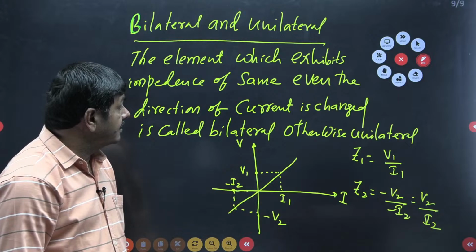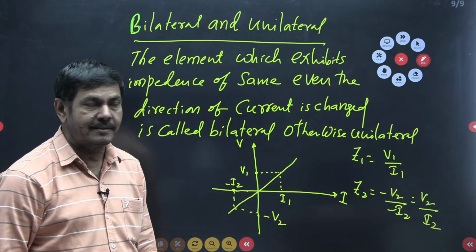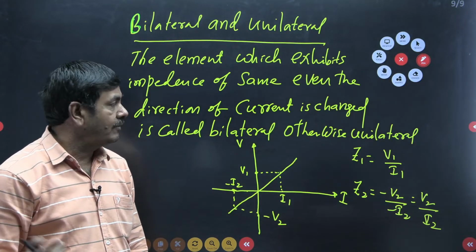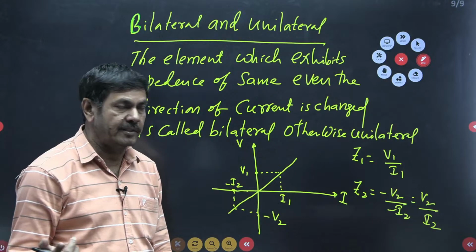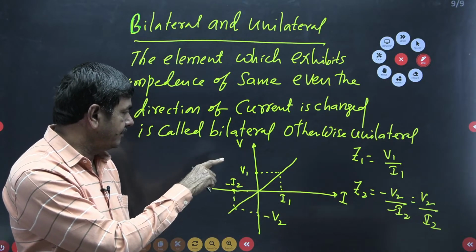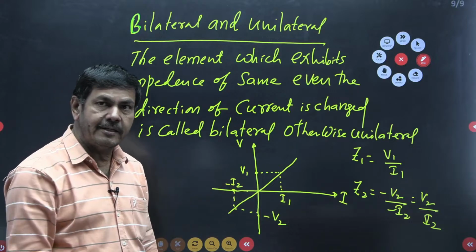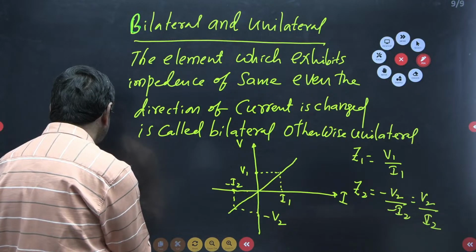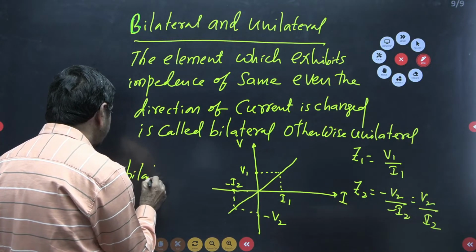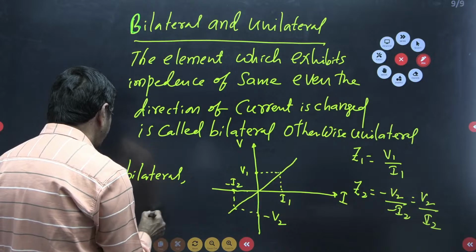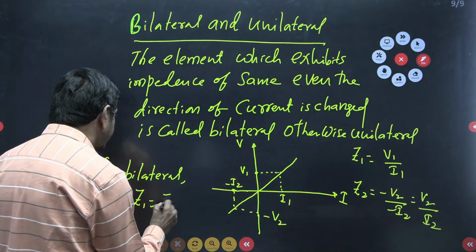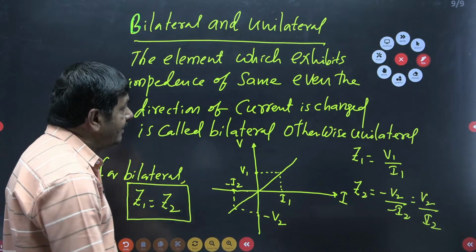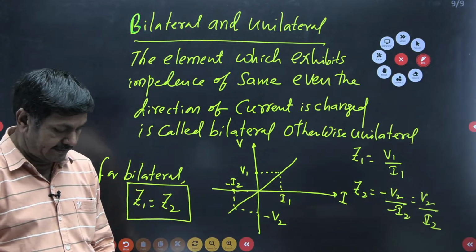If Z1 and Z2 are equal, then we can say it is a bilateral element. If Z1 and Z2 are unequal, then it is said to be a unilateral element. From the VI characteristic curve, Z1 and Z2 values are equal, so we are saying it is bilateral. For bilateral, Z1 equal to Z2 is a must. Otherwise, it is unilateral. That is the information regarding bilateral.